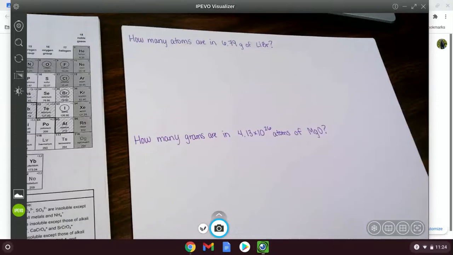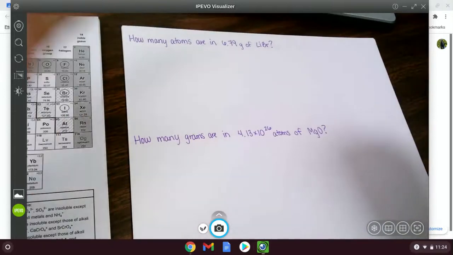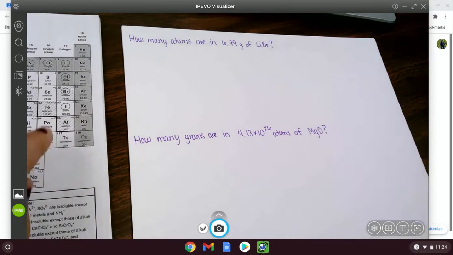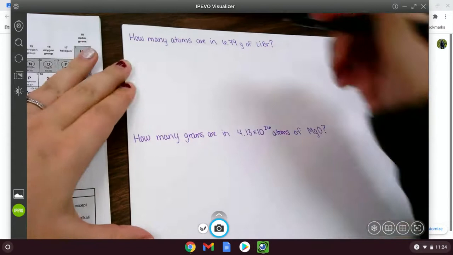In this video, I'm going to go over mass to mole to atom conversions. So we will be using Avogadro's number. Okay, so I have 3 problems for us to do. So you're going to want your periodic table and your calculator. So let's start with this first one.